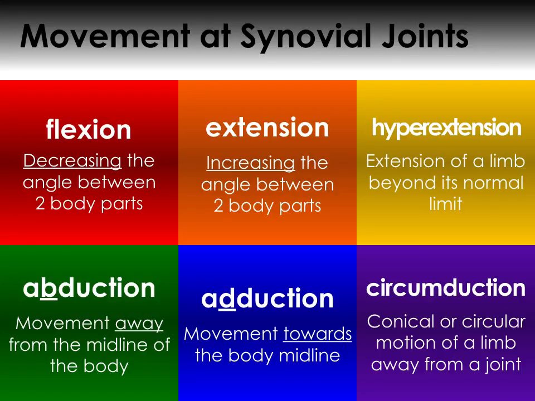Flexion will decrease the angle between 2 body parts. Extension increases the angle between 2 body parts. Hyperextension of a limb is extension beyond its normal limit. Abduction is movement away from the midline. Adduction is movement towards the midline. And circumduction is more of a circular movement away from a joint.